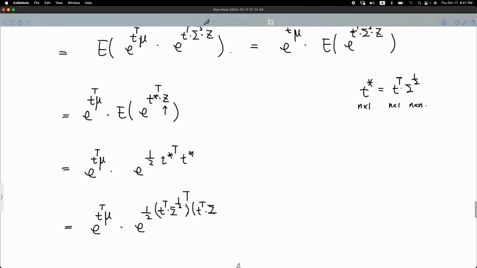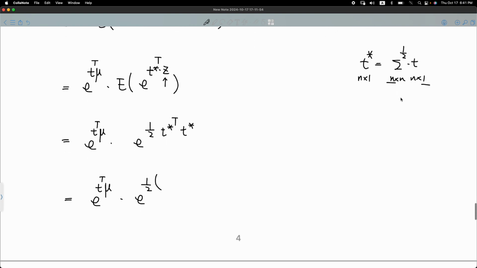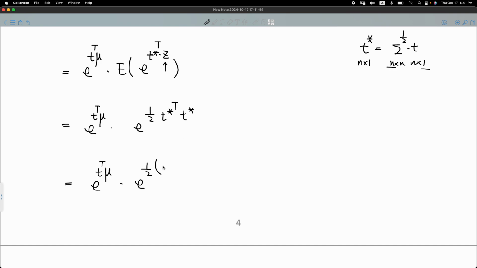Give me 1 second. Okay, so just to make the t star a column vector, maybe let me change the order here. So this is sigma 1/2 multiplied by t. This is n by n, this is n by 1, you will get an n by 1 vector. So again, with matrix vector multiplication, you always need to make sure the dimensions match. The way that I previously wrote it, the dimension is not matching, so it's not a valid operation. So t star is sigma 1/2 multiplied by t, together transpose, multiplied by sigma 1/2 multiplied by t.